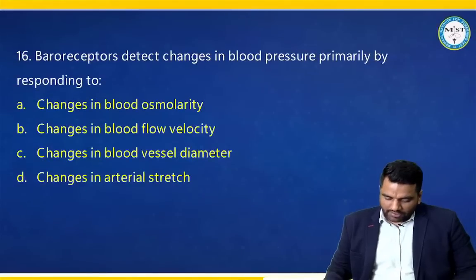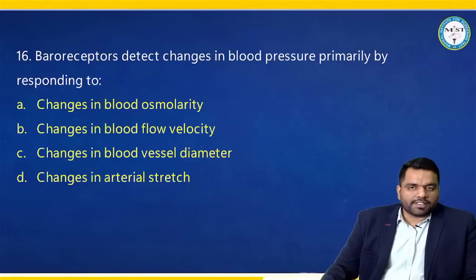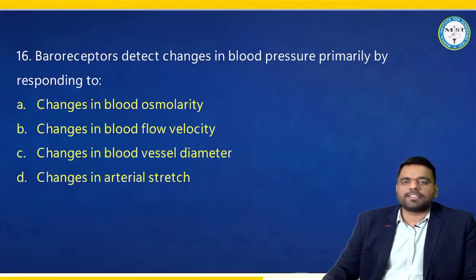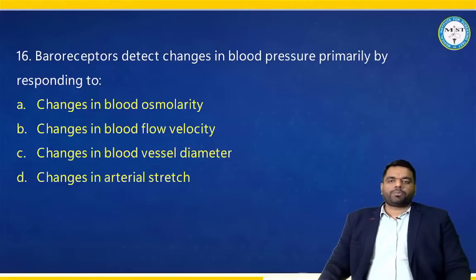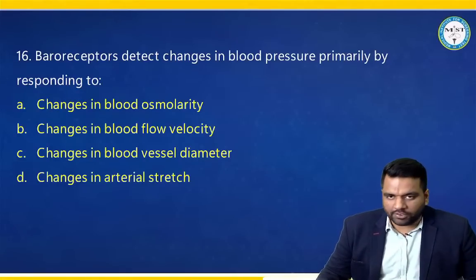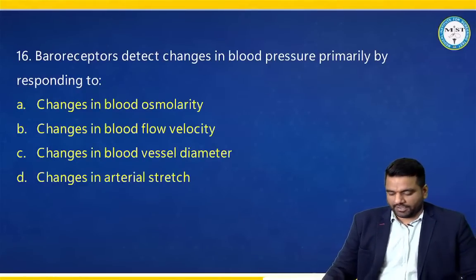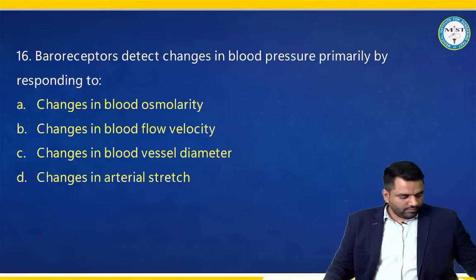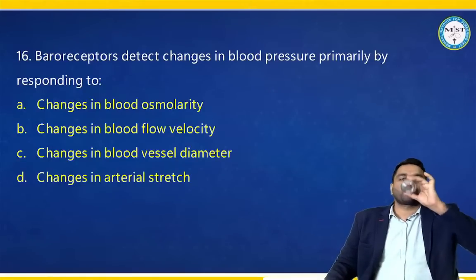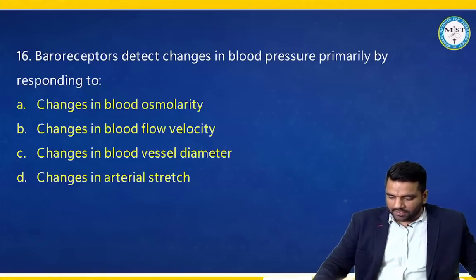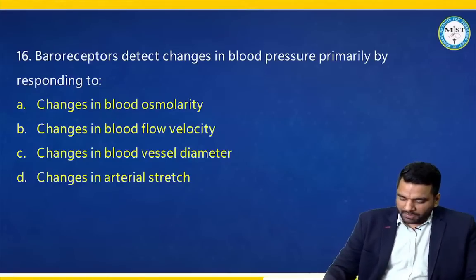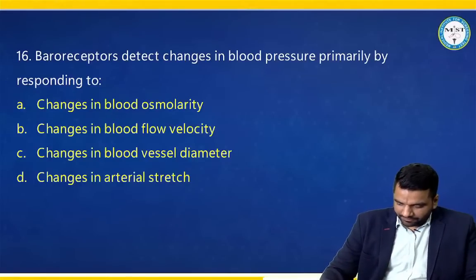Now the next question is question number 16. The baroreceptor detects changes in blood pressure primarily by responding to: Option A is changes in blood osmolarity. Option B is changes in blood flow velocity. Option C is changes in blood vessel diameter. Option D is changes in arterial stretch. Yes, guys. Please answer for question number 16.